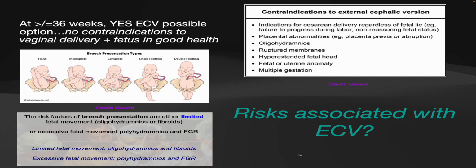So if you have too much amniotic fluid and the baby is swimming around in this big old pool, that is another situation where, with all the excessive movement, breech presentation becomes more likely. And also fetal growth restriction. So when the fetus is not growing properly and not filling the uterine cavity in a normal, or adequate, way, that increases the risk for abnormal presentation.